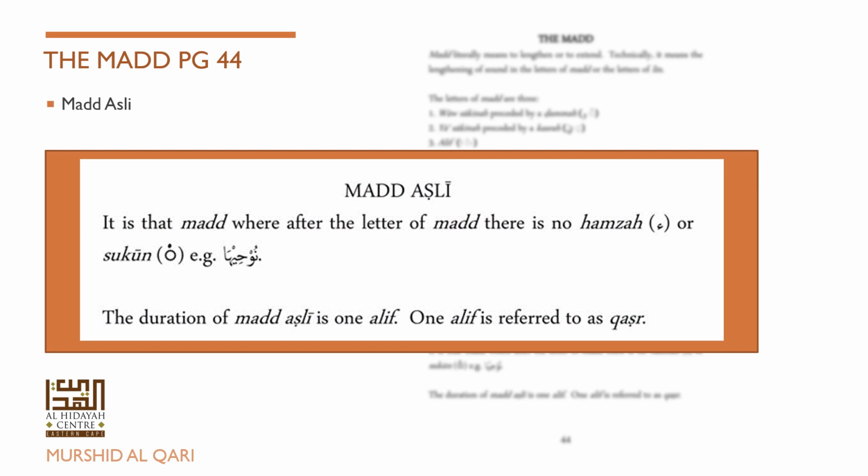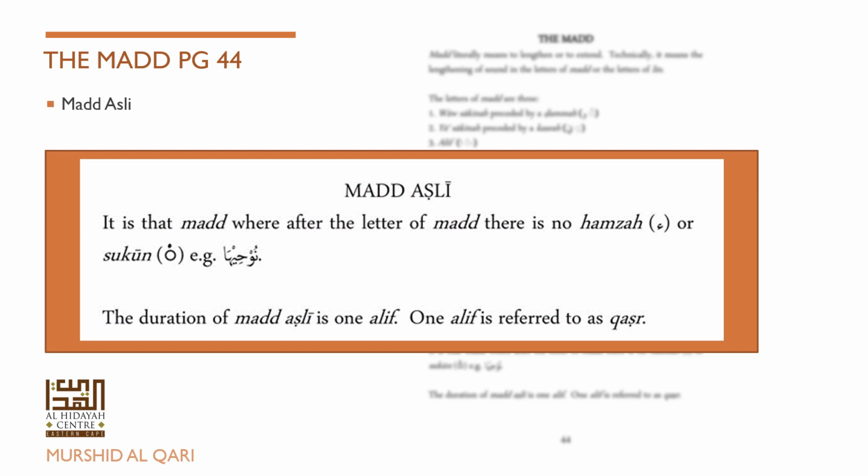So from now I should mention that the main things we need to look for when dealing with mad is we need to look for a letter of mad, an alif, waw or ya, and we need to look for a hamza or sukoon. These two things will constitute a mad. So whenever we're dealing with mad, we need to look for a letter of mad and we need to look for a hamza or a sukoon. So here a mad asli is that mad after the letter of mad, we will not see any hamza or a sukoon.